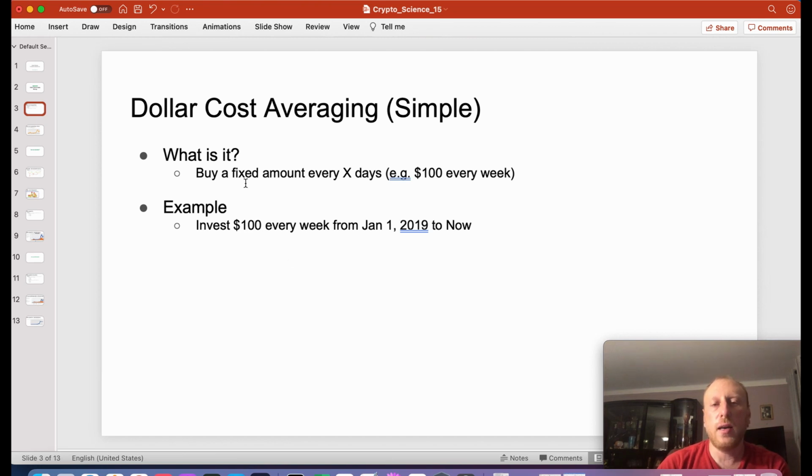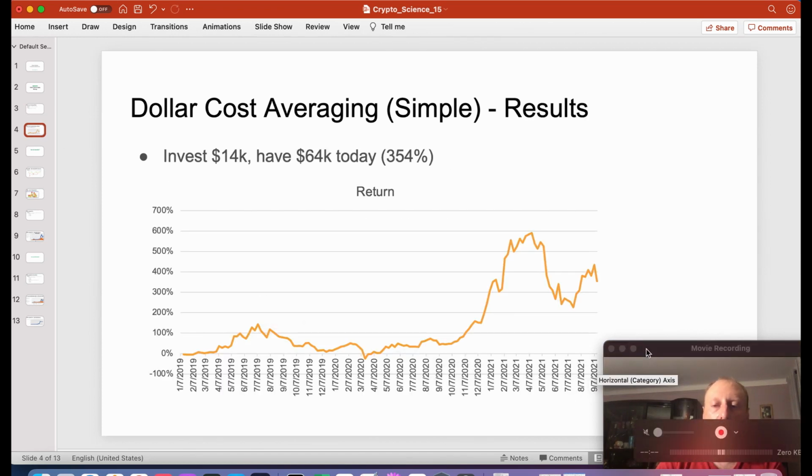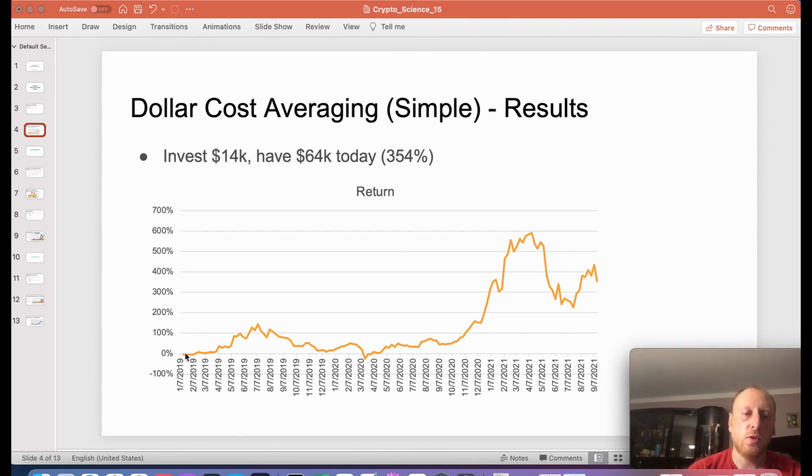Essentially, you're buying a fixed amount every X number of days, like every week. For example, let's say you invested $100 every week from January 1st, 2019 to now. What would that look like? You would start off somewhere at 0%. You'd be up 100% here, and at some point, during the peak, you'd be up 600%, right? You would invest around $14,000. You would be around 600% at the peak, and today you'll be around 354%.